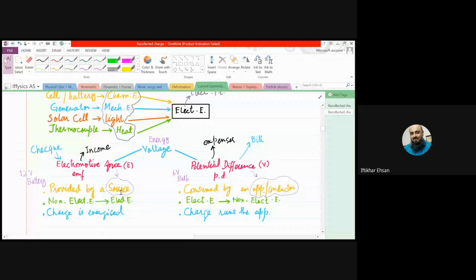So what does a source do? Source converts a non-electric energy to electrical energy. And when we say a battery is running a circuit, is the battery moving something in the circuit? No, the battery remains at its own place. Actually, the battery provides energy to the charge.